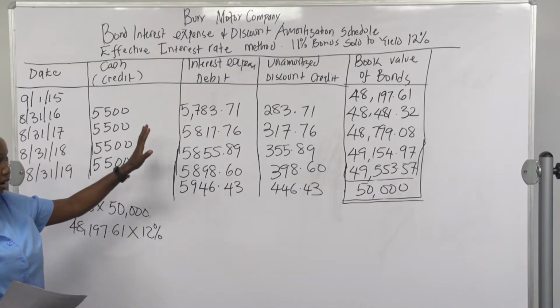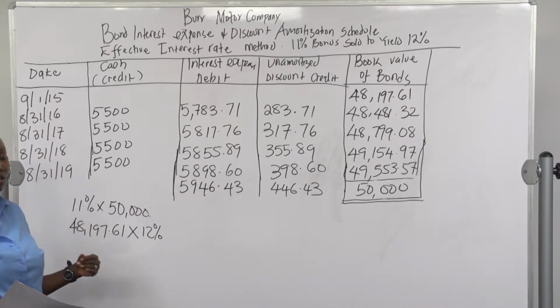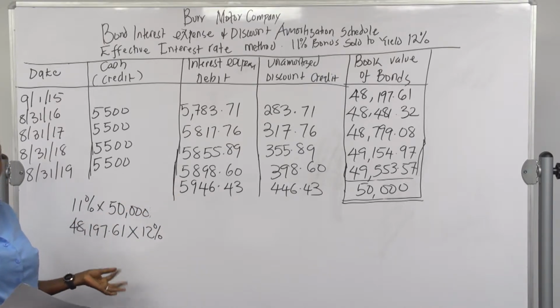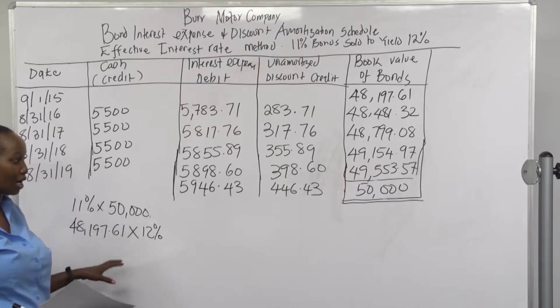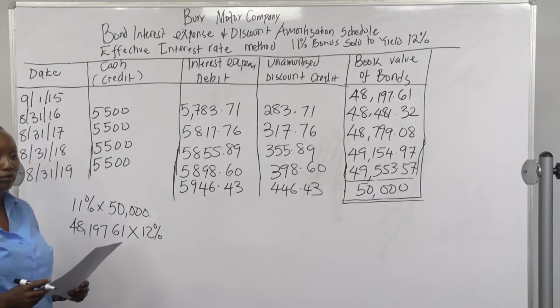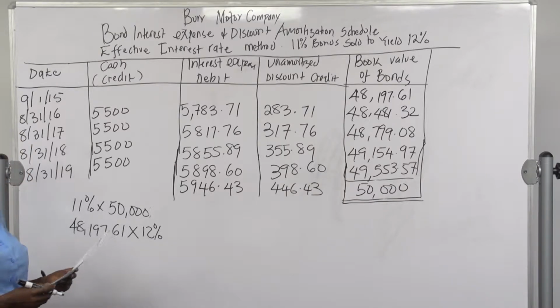So that's how the amortization schedule works. Look at additional examples in the textbook. We have an example for discount amortization as well as an example for premium amortization. Now we're going to move on to the journal entries.